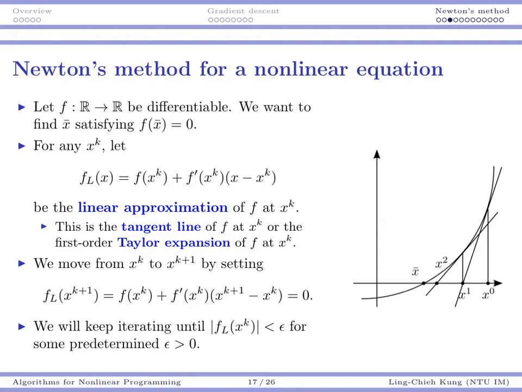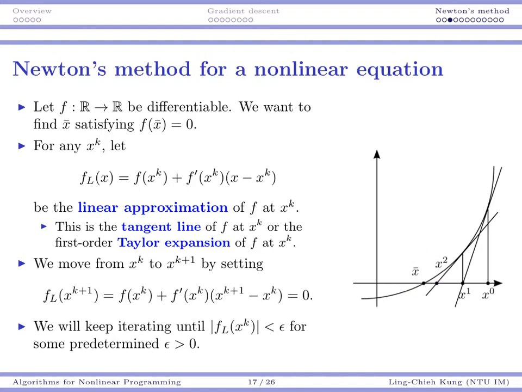Then what's the idea? Given any point x0, I first find its tangent line at f of x0. At the tangent line, the intersection of the tangent line and the x-axis gives me the next solution. And then I do it again. I find another tangent line and the root of the tangent line, and so on and so on. And hopefully, eventually, I will get to x bar.